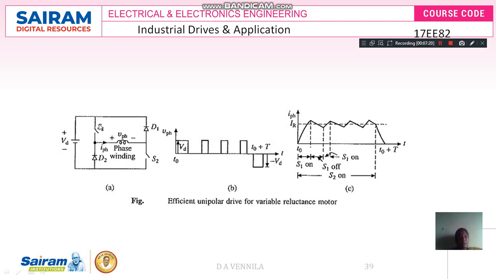Whenever the switch is closed, your phase current will start building up in the phase windings. Whenever the switch S1 is closed, what will happen? The current starts building up very fast, and the current path will be like this.